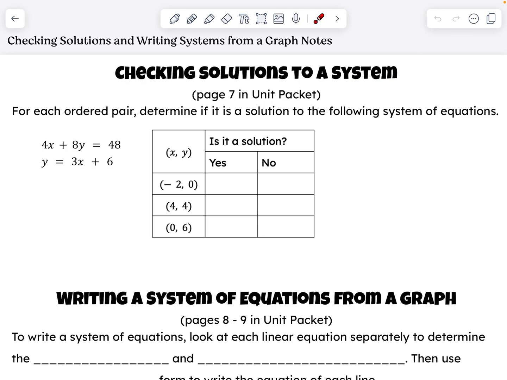Okay. So I'm going to do a really quick example of how we check solutions to a system of equations. This is very similar to a skill we learned last unit, and it corresponds with the questions on page 7 in your unit packets. So let's do this example. It says, for each ordered pair, determine if it is a solution to the following system of equations. And then our system is right here. So we've got 4x plus 8y equals 48, and y equals 3x plus 6. That's our system of equations.